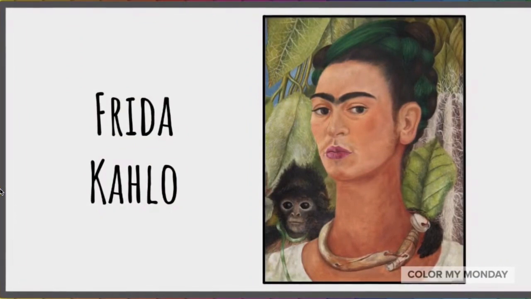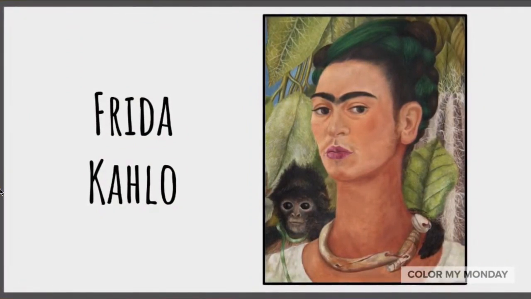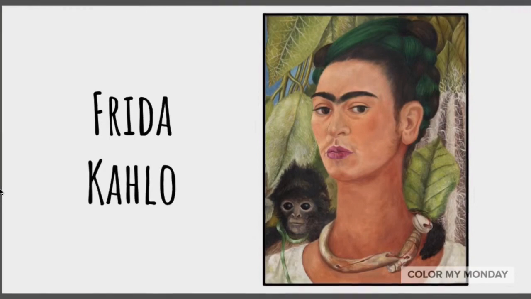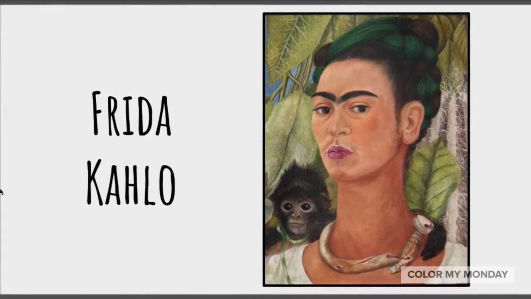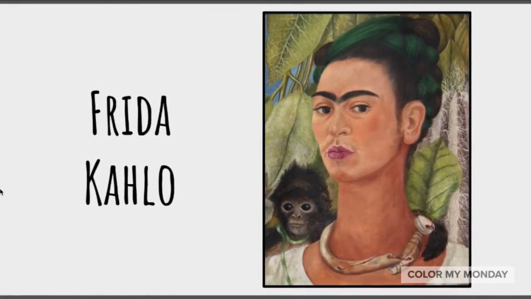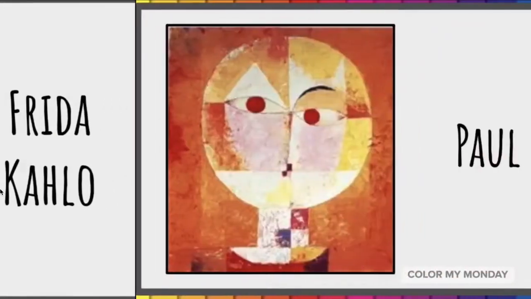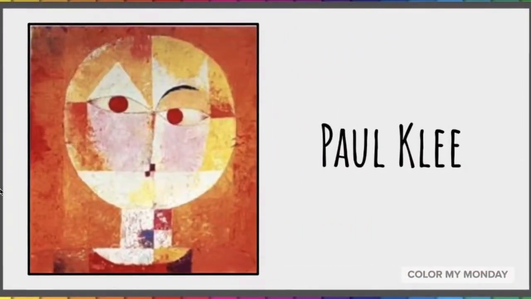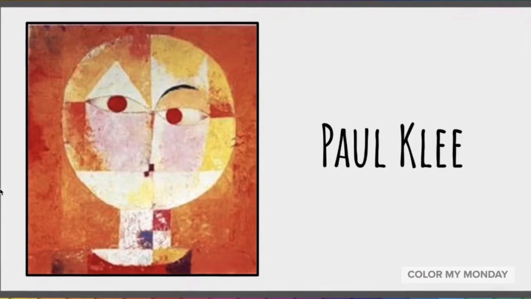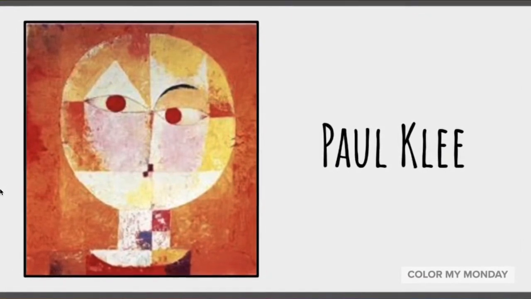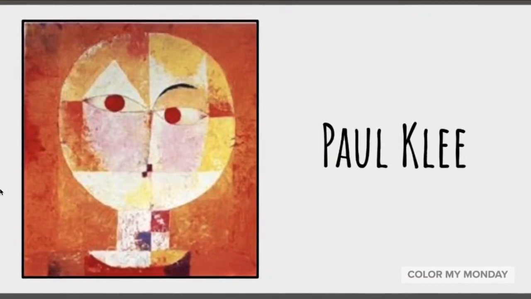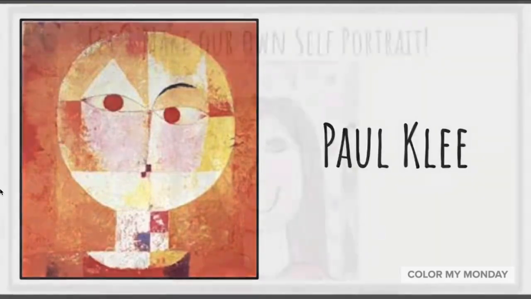Frida Kahlo is famous for the many self-portraits she painted over her lifetime. She said that she loved to paint herself because that's the subject she knew best. This is an abstract self-portrait by the artist Paul Klee. Notice he used lots of shapes and different colors to color his skin tone.